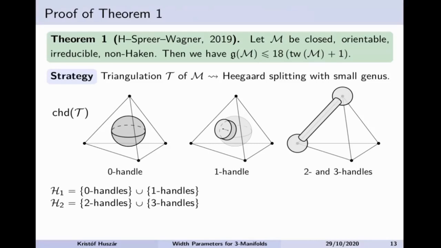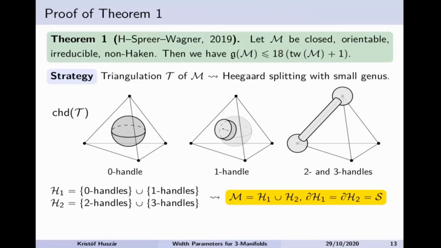And on the other hand, if you take the union of the two handles and the three handles, which is like a thickened version of the one skeleton of your triangulation, you also get a handle body. These two have the same genus, so you can glue them together to form the manifold, and this way you get the Heegaard splitting. Right?